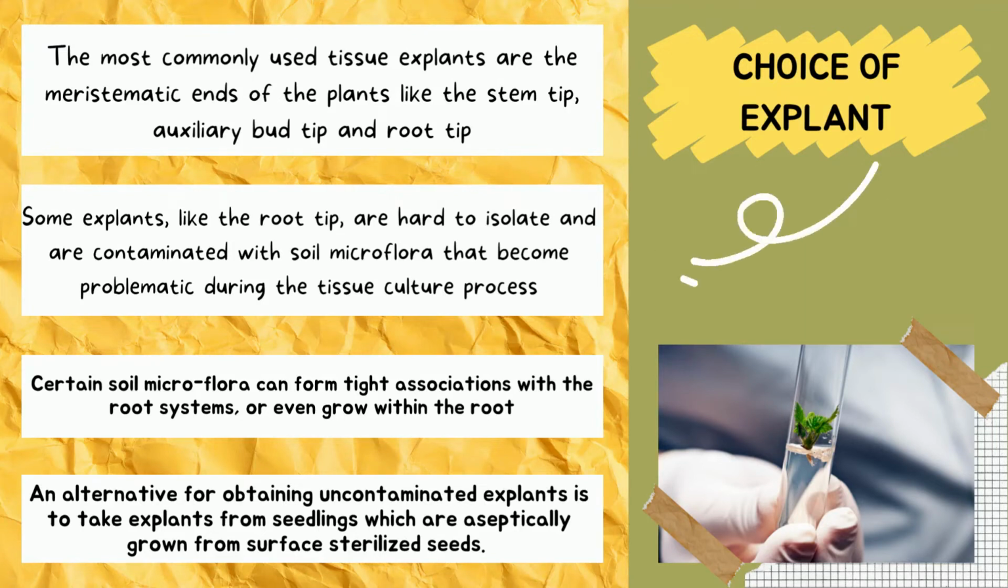An alternative for obtaining uncontaminated explants is to take explants from seedlings, which are aseptically grown from surface sterilized seed. The hard surface of the seed is less permeable to penetration of harsh surface sterilizing agents such as hypochlorite, so the acceptable condition of sterilization used for seeds can be much more harsh than for vegetative tissue.